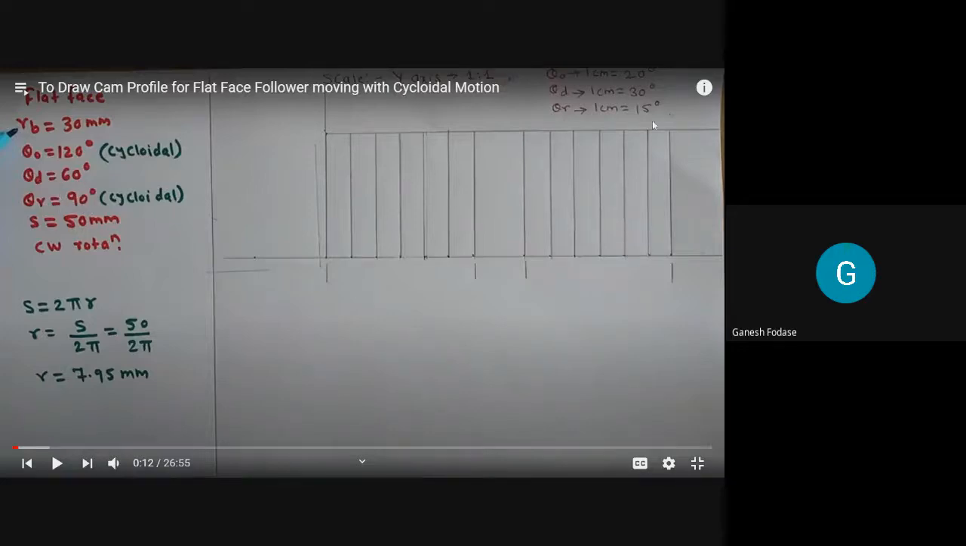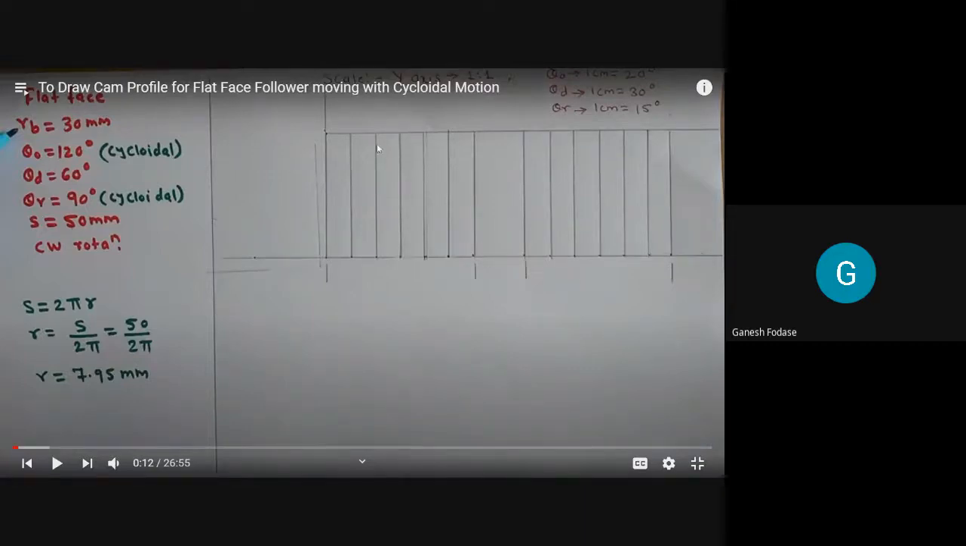So I have to take 6 parts. Therefore, the scale we prefer here is 1 centimeter is equal to 15 degree. So 90 degree is equal to 6 centimeter, and 1 division is equal to 1 centimeter. So rise we take 6 centimeter, dwell we take 2 centimeter, and return we take again 6 centimeter. But remember, during rise, 1 centimeter corresponds to 20 degree, while during return, 1 centimeter corresponds to 15 degree. So I think you now know what scale to prefer for x and y axis.